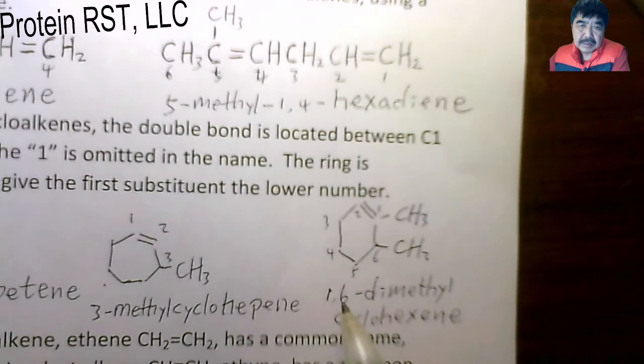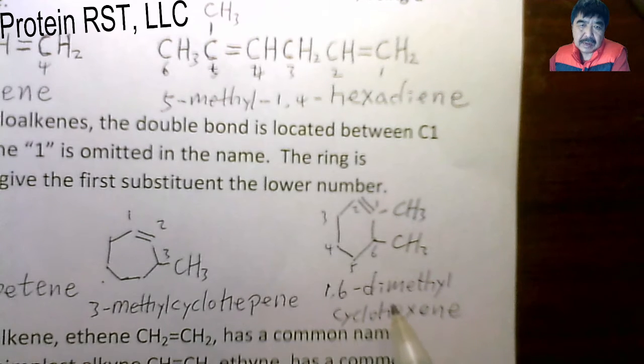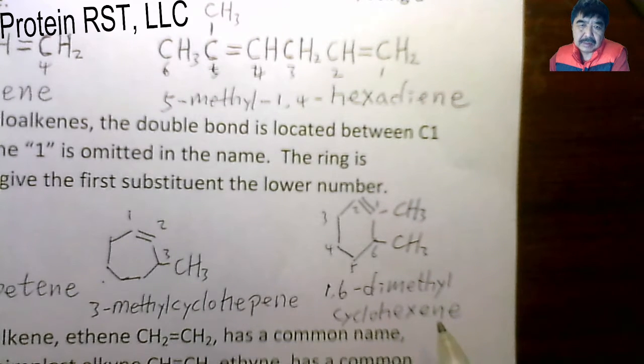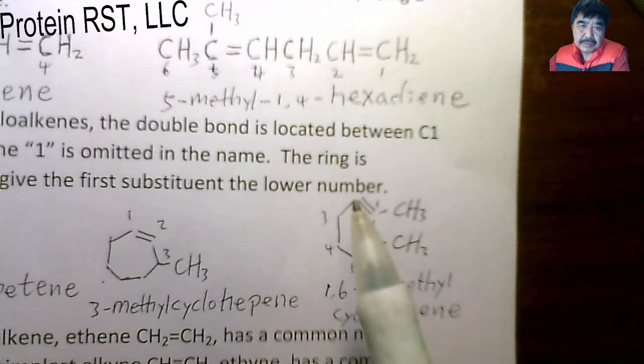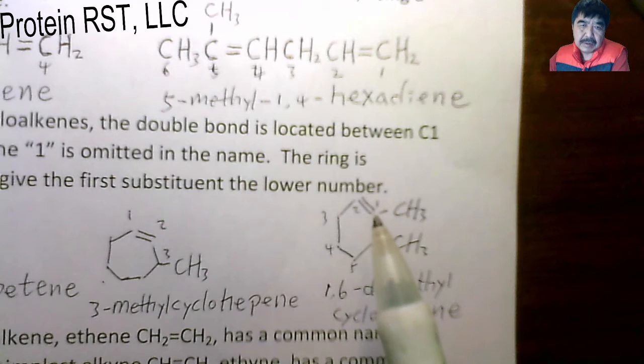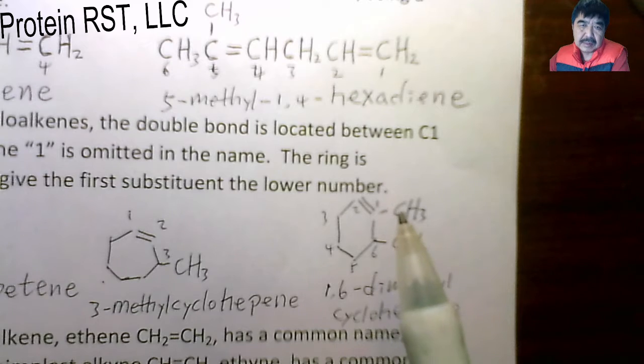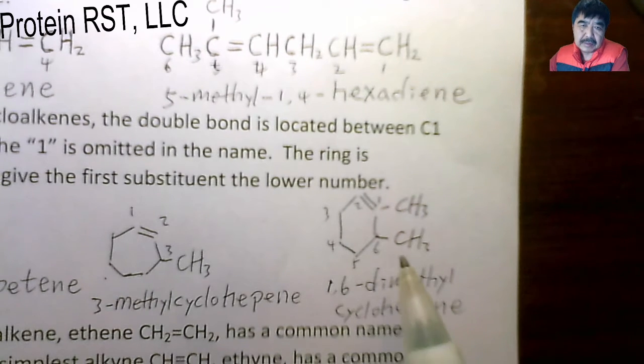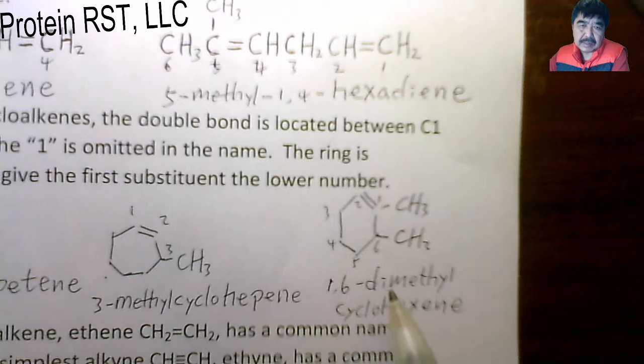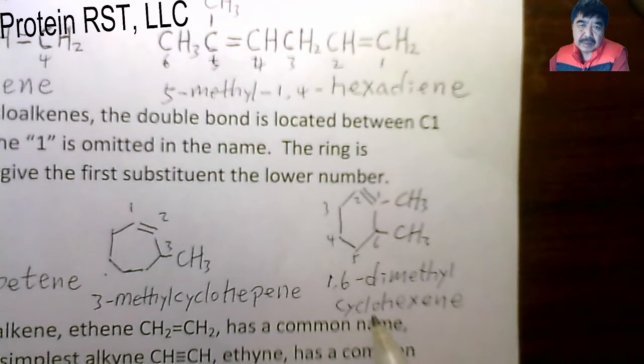This one is 1,6-dimethylcyclohexene. The ring has 6 carbons with a double bond between C1 and C2. On C1 and C6, there are methyl groups. So they call it 1,6-dimethyl because it has 2 methyl groups on this molecule, cyclohexene.